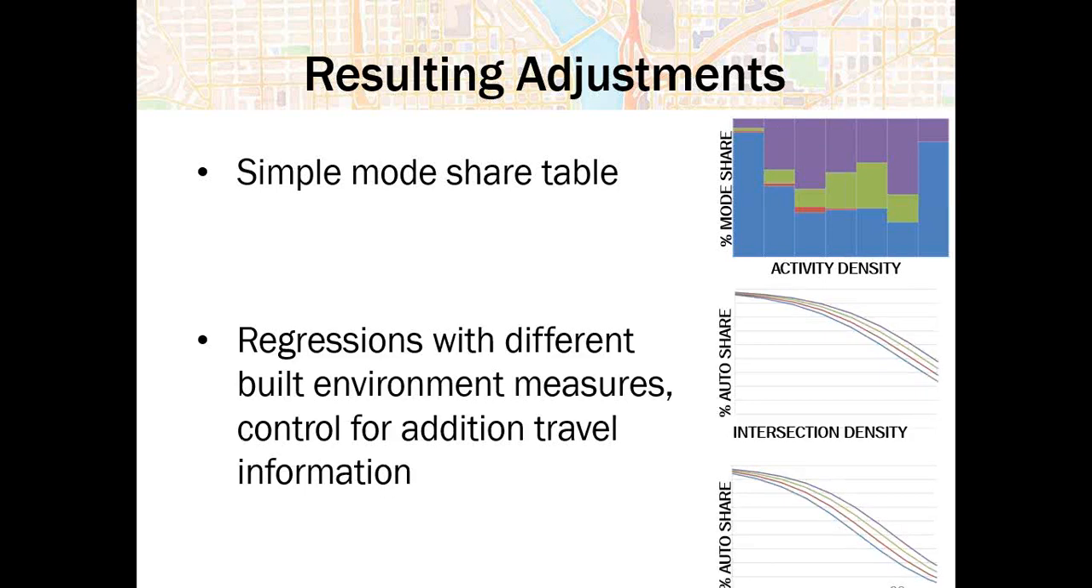The second type of adjustment that this method provides is a more detailed multivariate regression, actually several regressions for each land use, each controlling for a different measure of the built environment. In these regressions, I was also able to control for the additional travel information I collected. This would be like time of day, day of week, winter months, distance from the CBD, and so on.